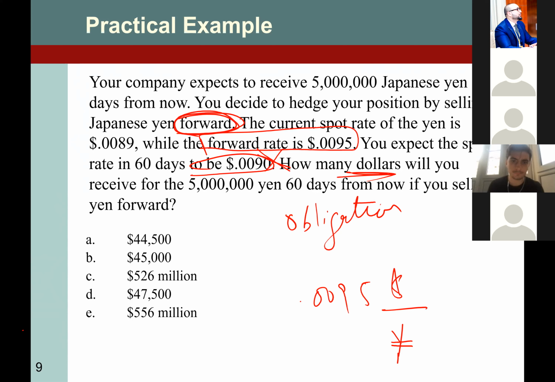How many dollars you receive? It means the answer should be in dollars. So simple, you multiply this 5 million, and that is yen. If you see the dimensions, yen cancels, and the answer would be in dollars. So you need to just multiply this. 5 million multiplied by 0.0095, the answer would be D. Understand? And if this question says we have the call option or whatsoever, then the solution would be very interesting.